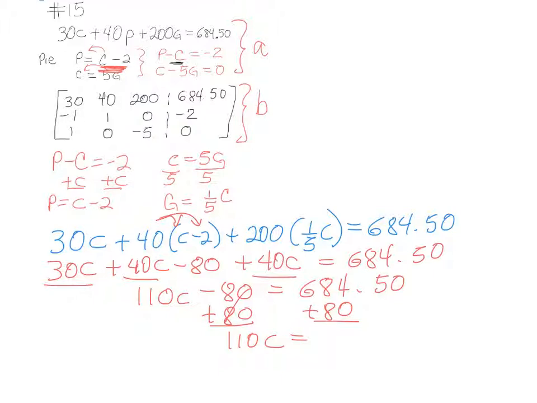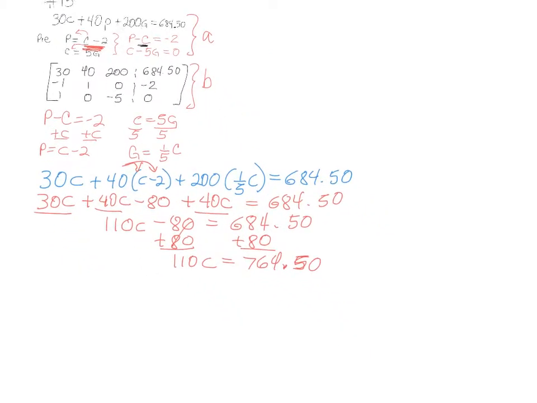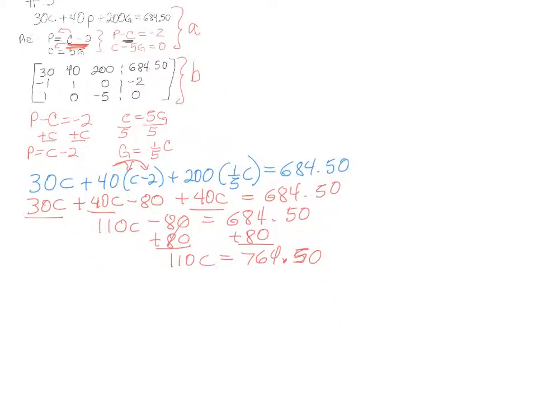So it's 110C equals 684.50 plus 80, let's add those two numbers. Did you get 764.5? Yes, okay. And then we divide that by 110. 764.5 divided by 110. So what did you get for the price of the cakes? $6.95. So C is $6.95.